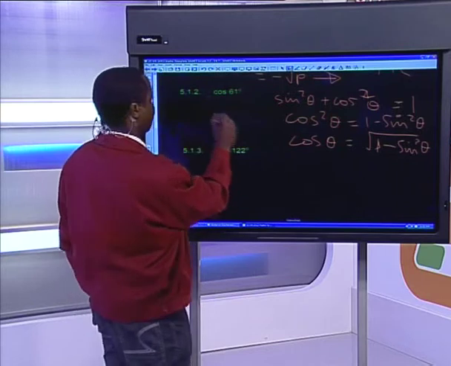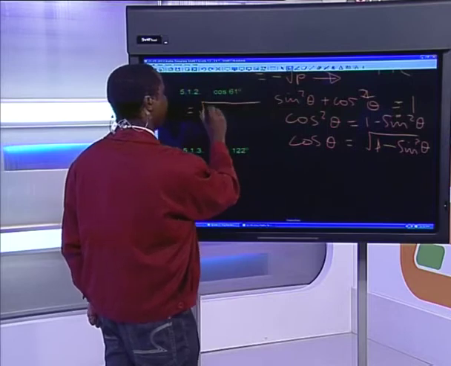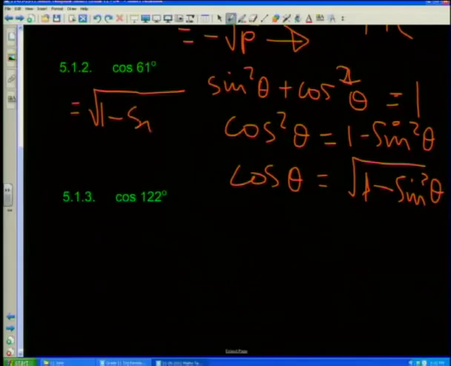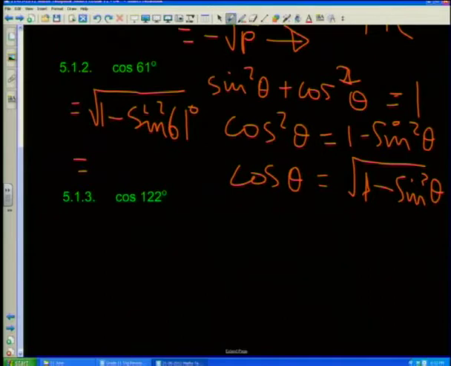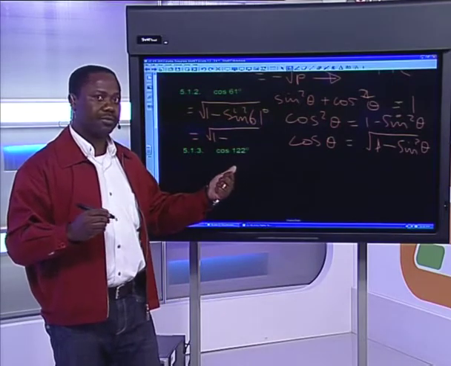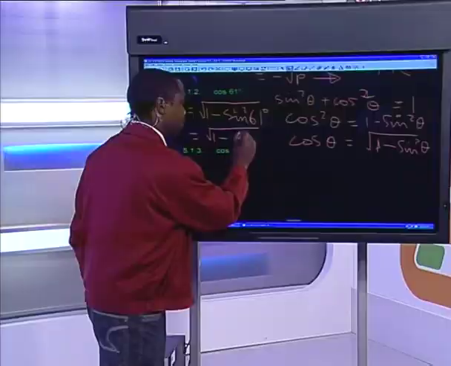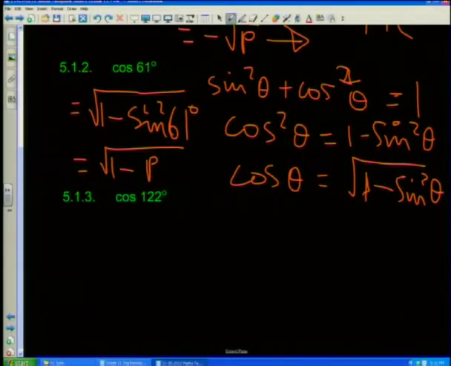So then we have an idea what we should be doing with that cos 61. It's simply going to be equal to square root of 1 minus sine squared 61 degrees. Our answer simply becomes square root of 1 minus, now our sine 61 is square root of p. Now we have to square it, and if we square it, it's simply going to be p. All right, so that becomes our answer there.